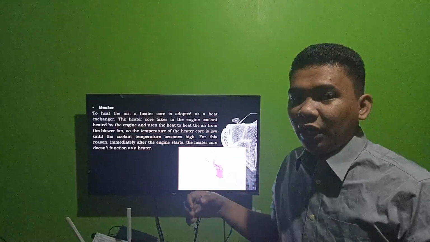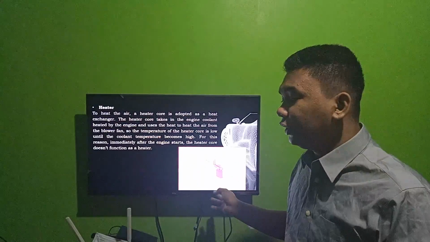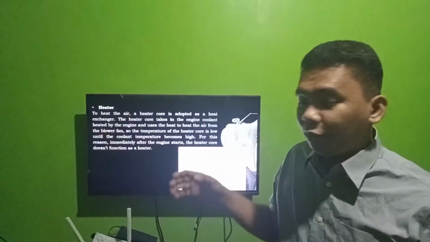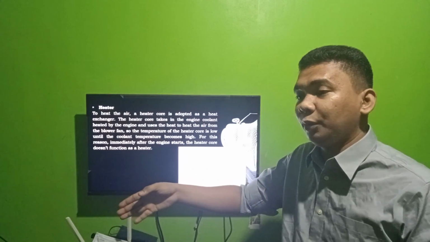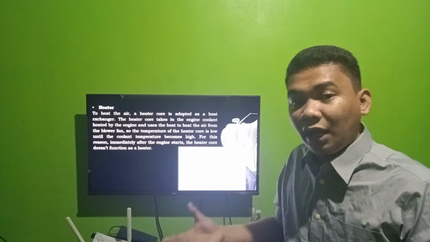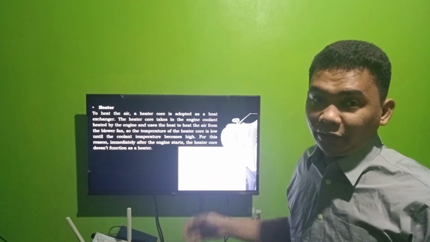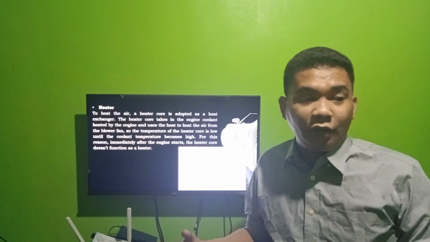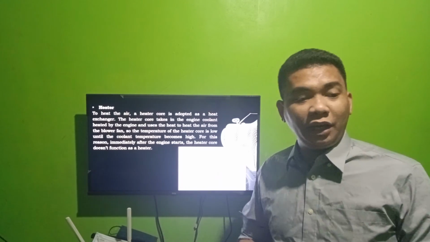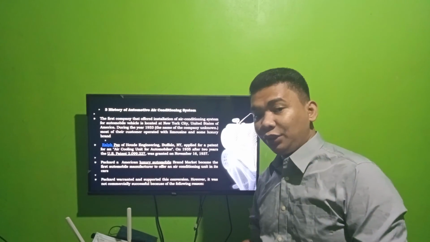Specifically, the heater core is not working when the car has just started, when it has not warmed up yet. So from the beginning, the heater core is not available. Why, guys? Because the engine is not hot yet, the radiator is not hot yet, so it will not work.